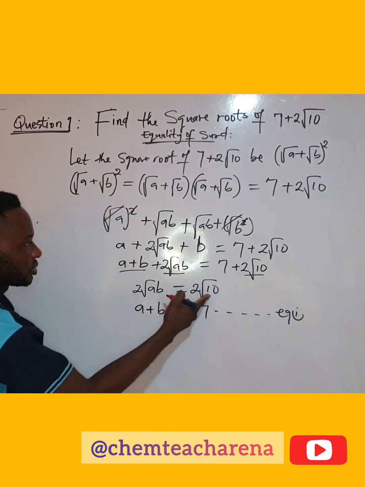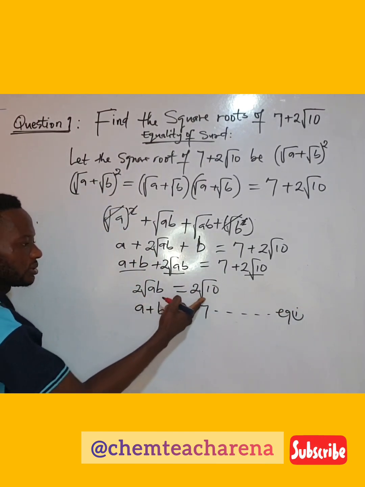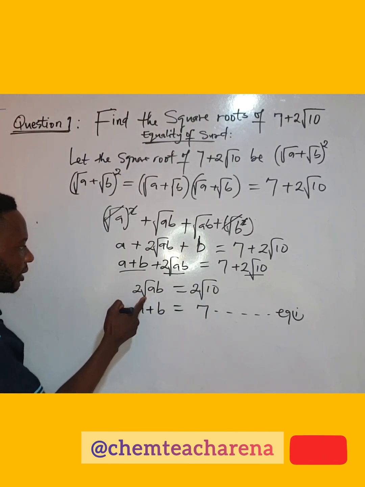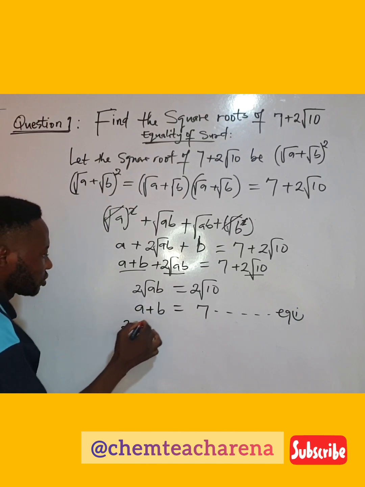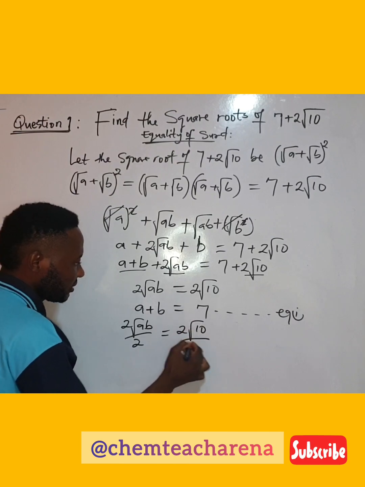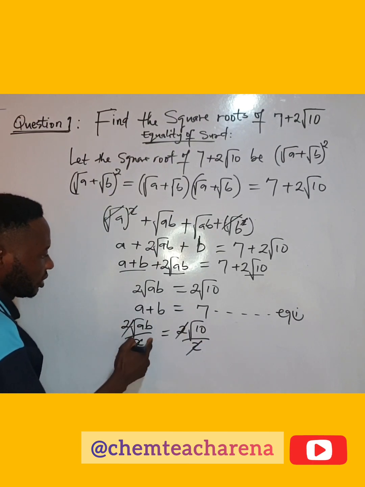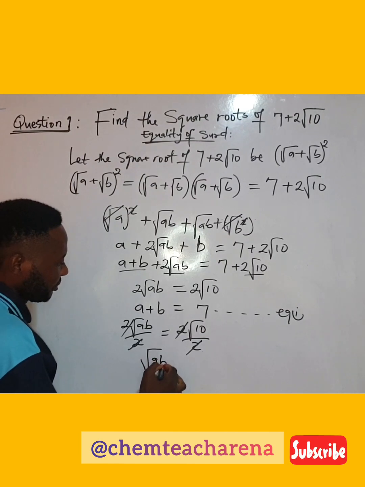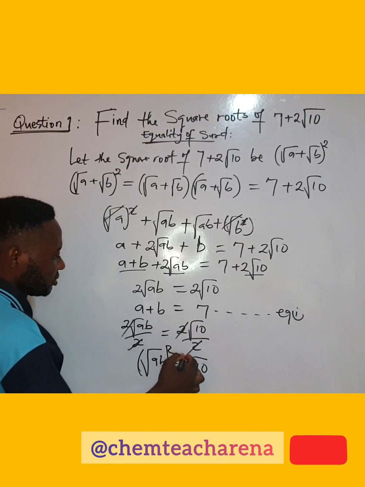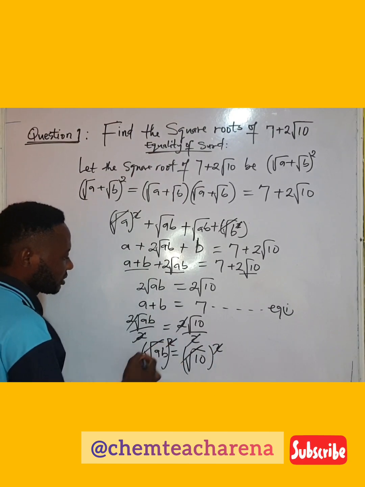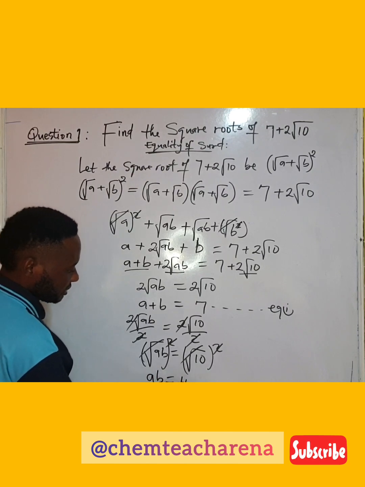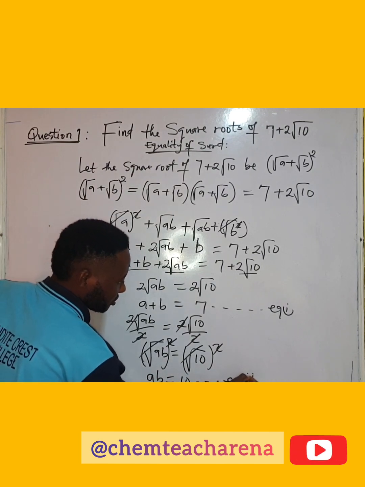But we cannot call this equation 2 yet because we have to remove this square root before we can call it an equation. So what do we do now? Let's have this second one here. 2 root ab divided by 2 equals 2 root 10 divided by 2. So 2 cancels 2, 2 cancels 2. What do we have left? We have root ab equals root 10. What do we do? Square both sides. Square cancels square. We have ab equals 10. We can call this equation 2.